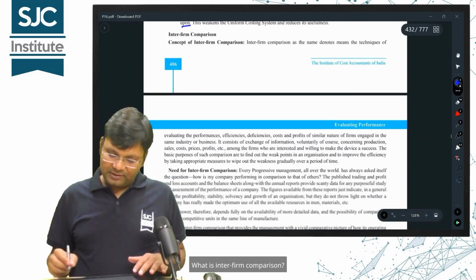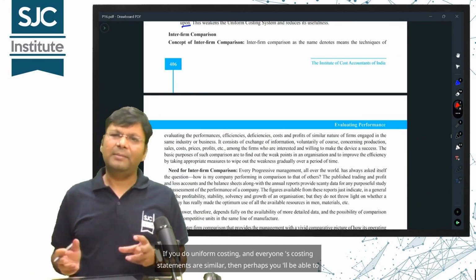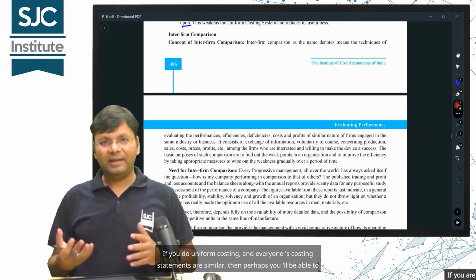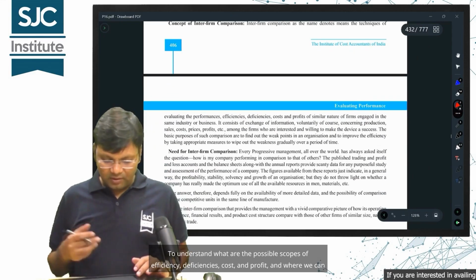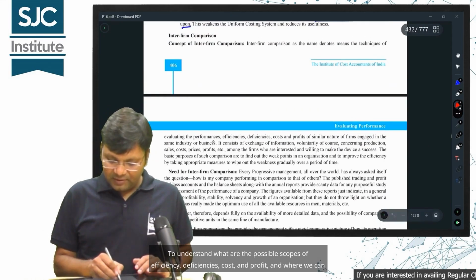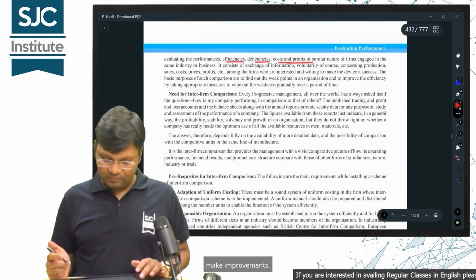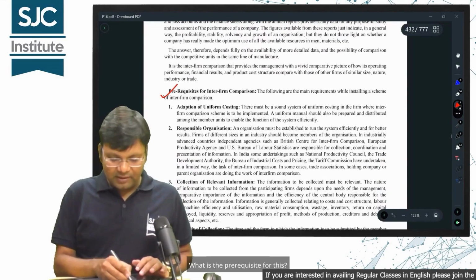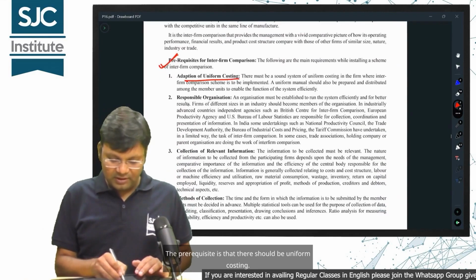What is interfirm comparison? If you do uniform costing and everyone's costing statements are similar, then perhaps you'll be able to compare your cost records with others as well. To understand what are the possible scopes of efficiency, deficiencies, cost, and profit, and where we can make improvements. What is the prerequisite for this? The prerequisite is that there should be uniform costing.